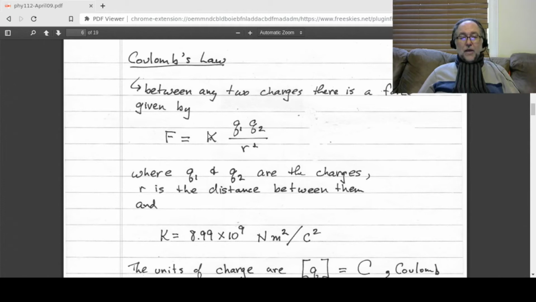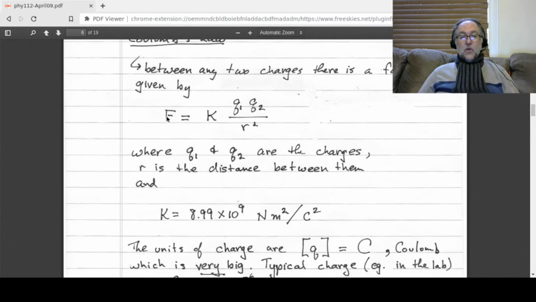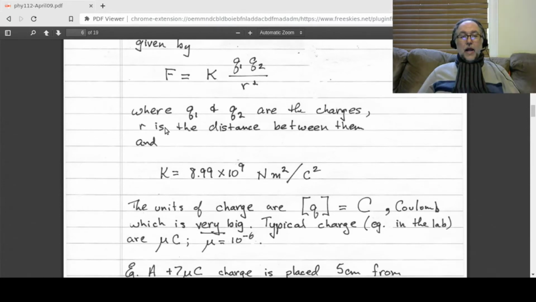Now what's k here? k is Coulomb's constant. Q1 is going to be measured in units called coulombs, Q2 is going to be measured in coulombs, r is going to be measured in meters, and what we want coming out of this is a force in newtons, so you've got to have some number there that makes sure that all the units work out right.